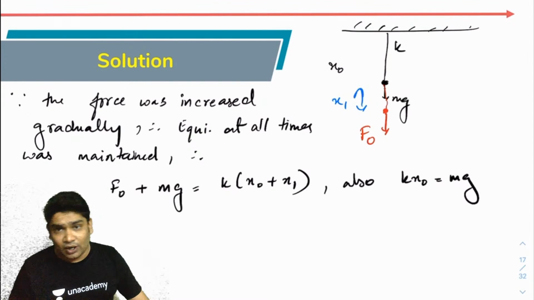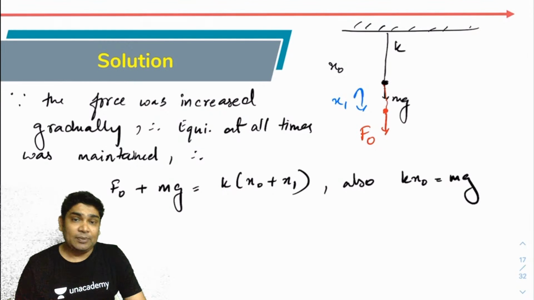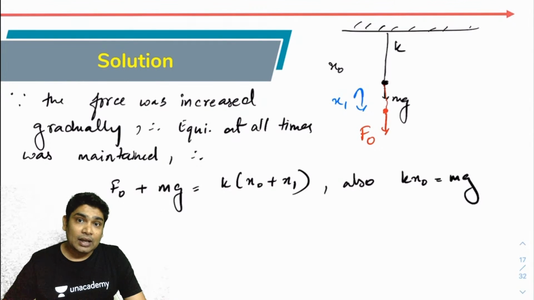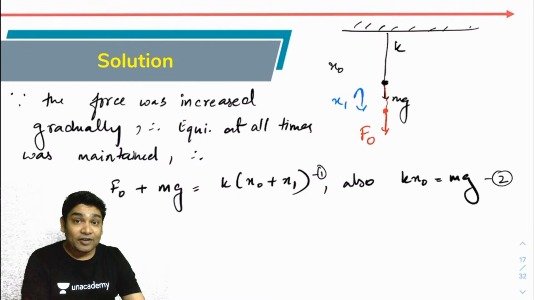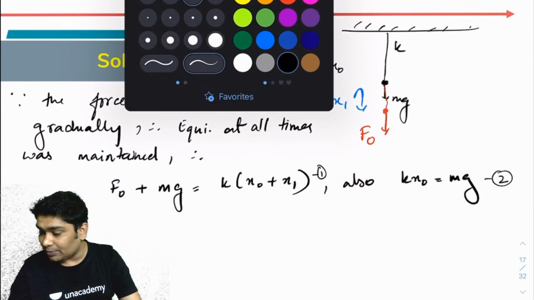So when the elongation was some x naught, then kx naught would be equal to mg, and when the force was applied, then also at equilibrium when the string broke and the elongation was x1, this would have been the case. Okay, so let's call this equation 1 and this equation 2. Now if a constant force is applied, then what happens? Let's see the alternate scenario when the force applied is constant.